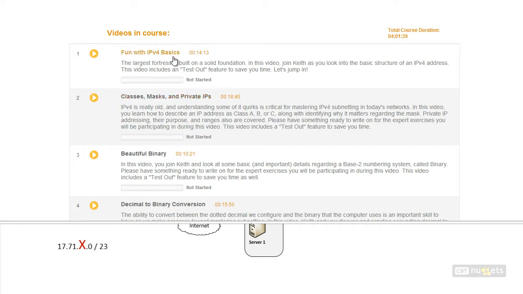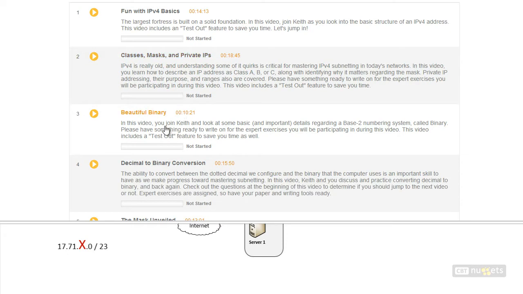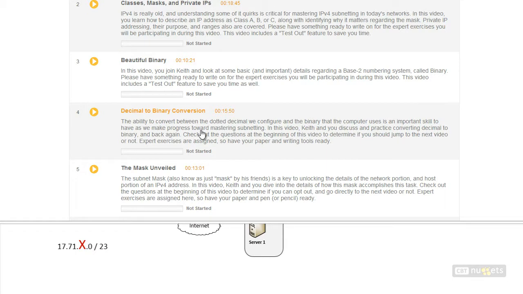We're going to start off with the basics of IPv4, the classes, the default masks, private IP addresses, taking a look at binary, including the ability to convert on demand between decimal and binary and back.